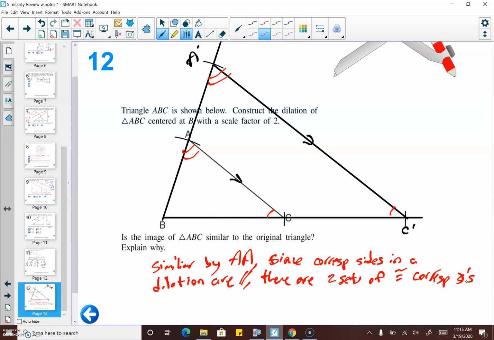You could talk about a side angle side or a side side side. You could also work with your reflexive angle at B, but you do want to make sure you state one of your patterns. So I stated my angle pattern, and I said since dilation forms parallel corresponding sides, we had 2 sets of corresponding angles, and there was our angle.